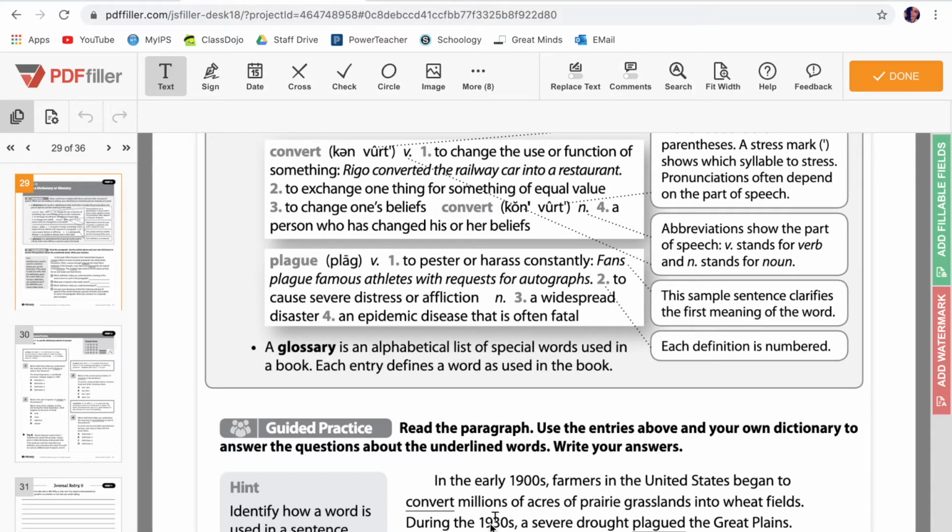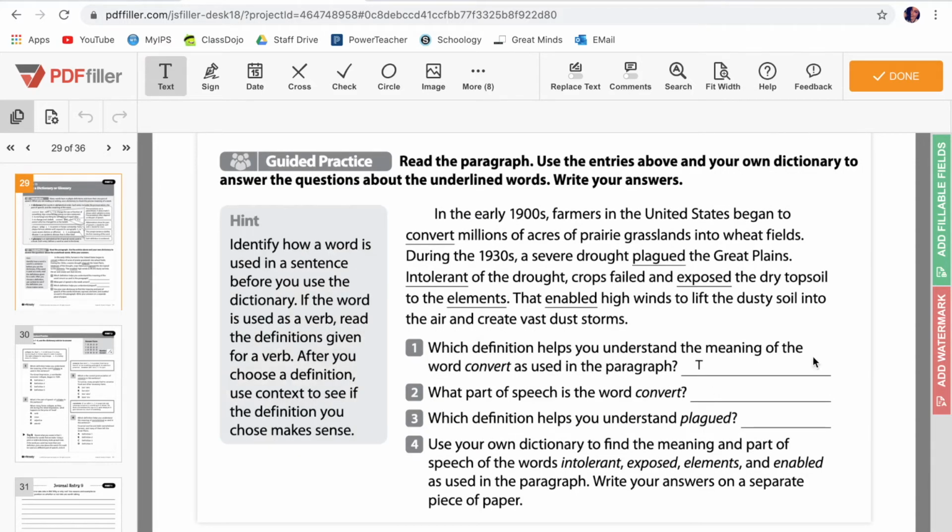Are they trying to change the beliefs of the acres of grasslands? No. Are they trying to exchange the grasslands? No. They're trying to change them, right? They're trying to change the grasslands into wheat fields. So it's going to be definition 1.